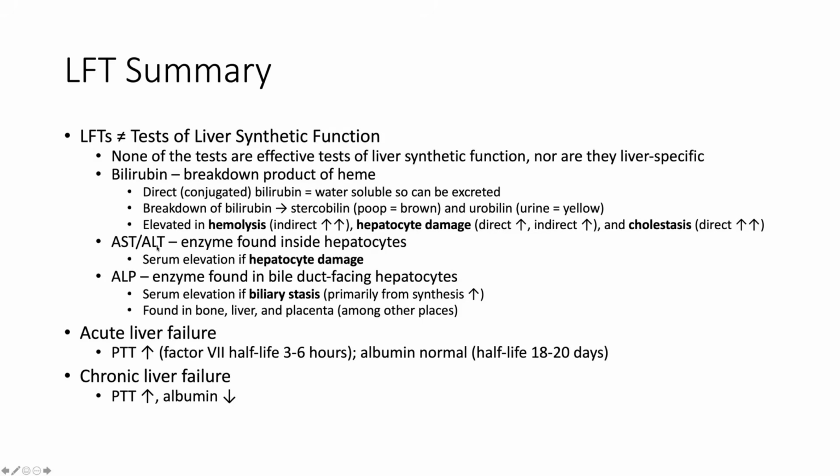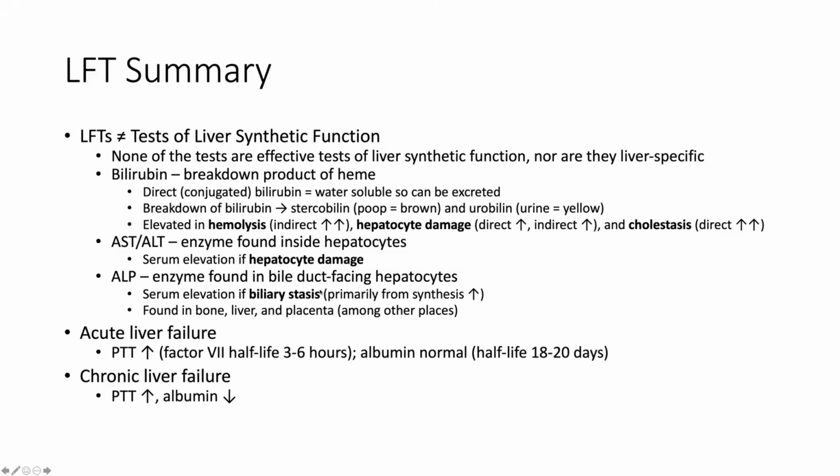AST and ALT are enzymes that are found within hepatocytes. If they're elevated, it indicates that the hepatocytes that contained the AST and ALT were damaged. Normally you shouldn't see very much in your serum. If the hepatocyte bubble or balloon is popped, then the contents of that balloon, in this case AST and ALT, are going to spill into the serum. Alkaline phosphatase is an enzyme that's found, among other places, in the bile duct facing hepatocytes and the biliary canaliculi facing hepatocytes.